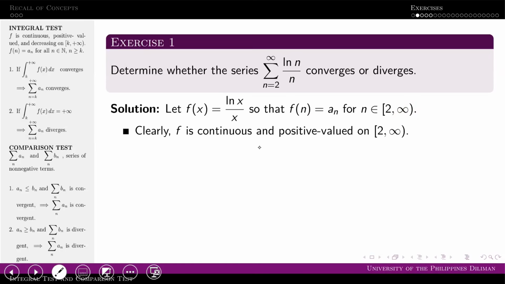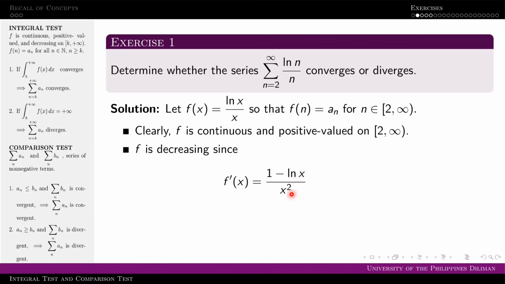Tapos, clearly, this function is continuous and positive valued on our interval. Moreover, decreasing siya kasi kapag kinuha mo yung derivative, you will get 1 minus ln x over x squared. And ln x is greater than 1 whenever x is greater than 3 kasi ln e is equal to 1. E is approximately 2.71. So you're expecting this to be less than or equal to 0 on the interval 3 to infinity. Pero magkaiba to with our given interval.